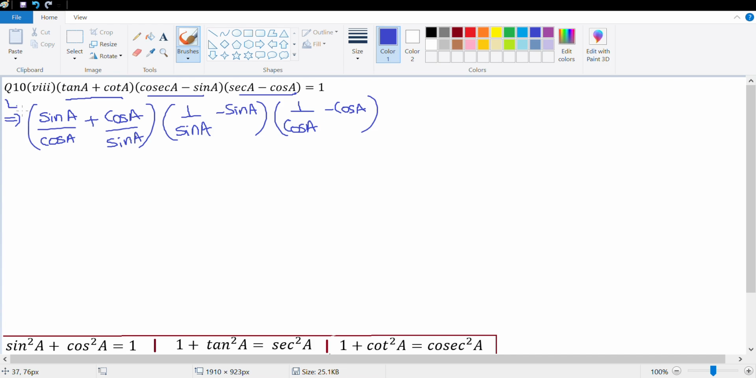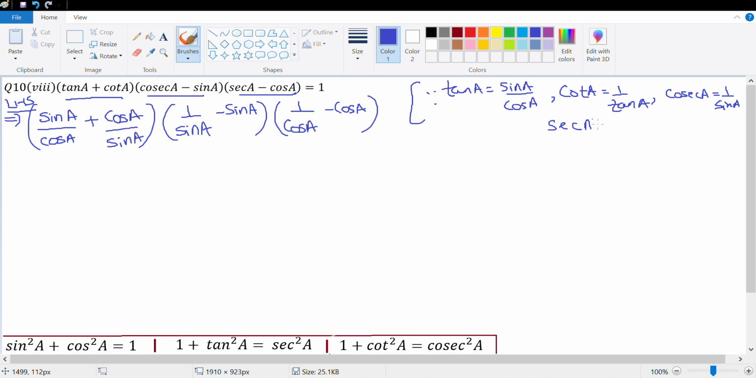Again, we have started with the left hand side. Reason would be since tan A is equal to sin A upon cos A. Next reason would be cot A is equal to 1 upon tan A, and cosec A is equal to 1 upon sin A, and sec A is equal to 1 upon cos A. These are the 4 reasons that we've used here.